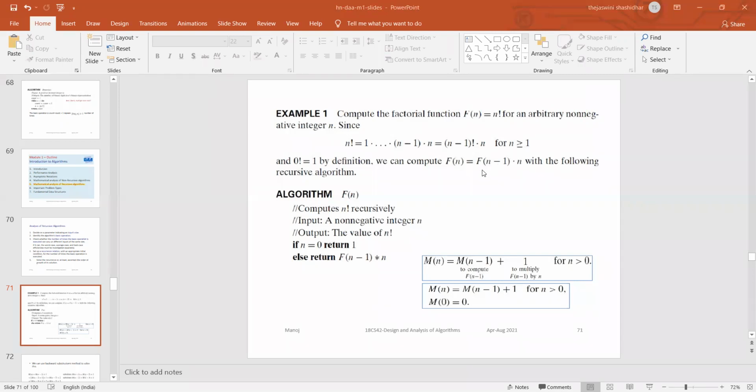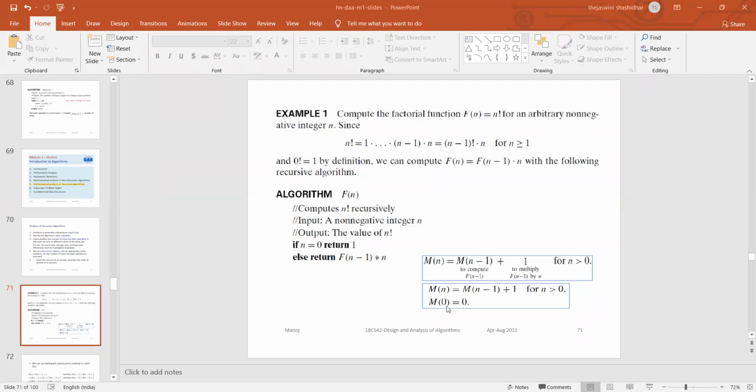So m of n is equal to m of n minus 1, with the multiplication represented as plus 1. So this is the formula, and the recurrence relation will be given like this. So you can write m of n is equal to m of n minus 1 plus 1, but m of 0 is equal to 0. If n is greater than 0, it is m of n minus 1 plus 1.